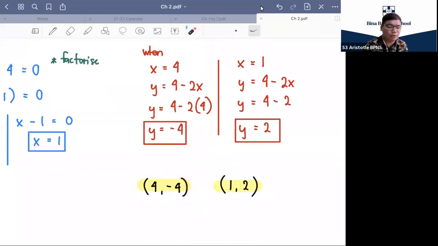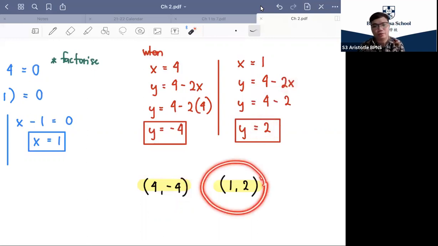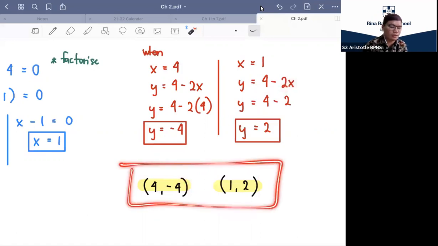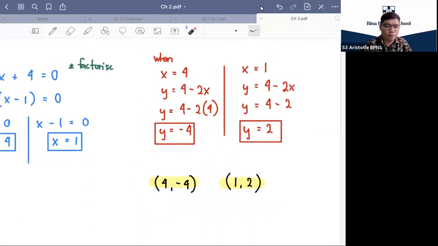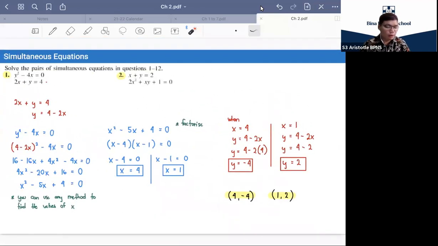And then your second point is when x is equal to 1. So you plug in 1 here. So 4 minus 2 is simply 2. So your second point is at 1 and 2, or 1 comma 2. So here are your answers, class. So 4, negative 4, and 1 comma 2. Okay, so do you guys have any question on number 1?